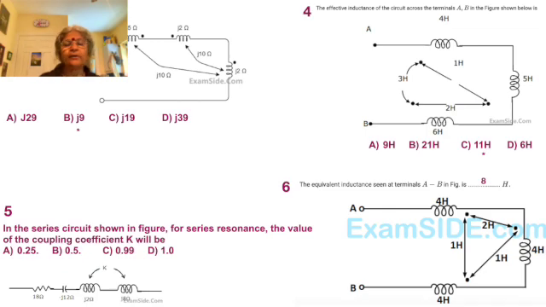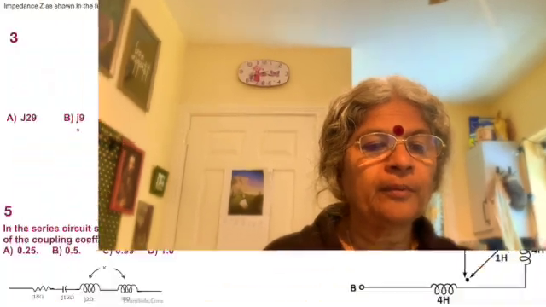Okay, so everything added together, that is plus 4 minus 6 and minus 2 plus 4 and 5, 9 and 6, 15, gives you 11 Henry. So it's now in Henry. Okay, moving on to problem number 5.